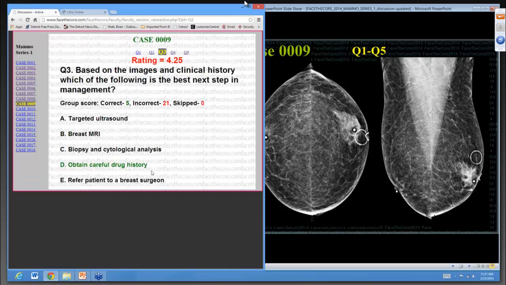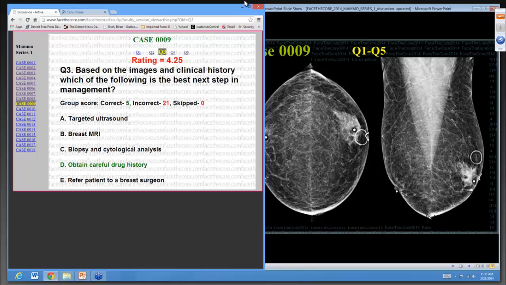thiazides, reserpine, cardiac glycosides, and there's a question on this. Based on the images and clinical history, which of the following is the best next step in management?